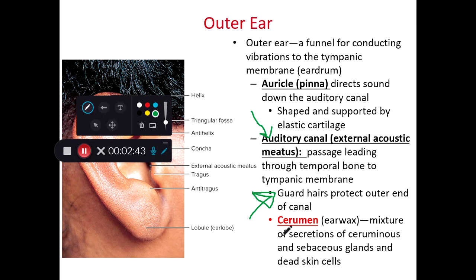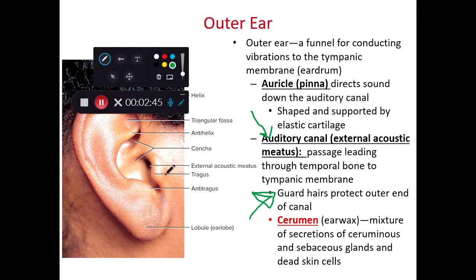The guard hairs are going to focus on protecting the outer end of the canal, in particular to keep large items like bugs or insects from crawling into our external auditory or external acoustic meatus. And we can see some of those guard hairs as some white fuzz, located there within the external acoustic meatus.